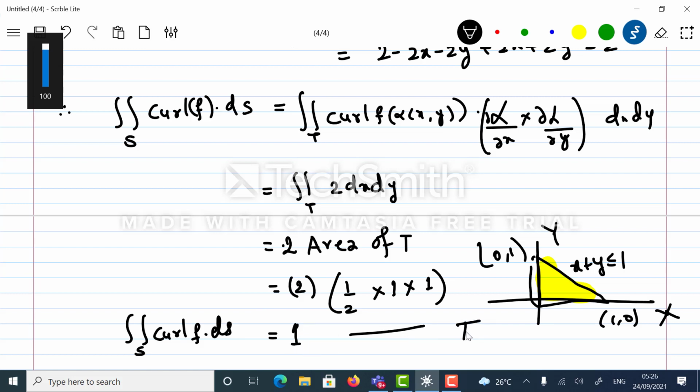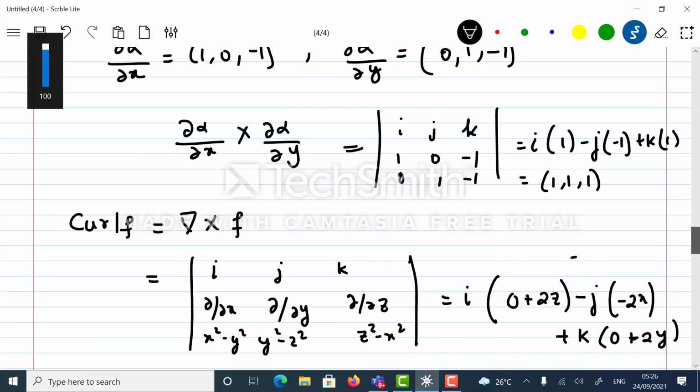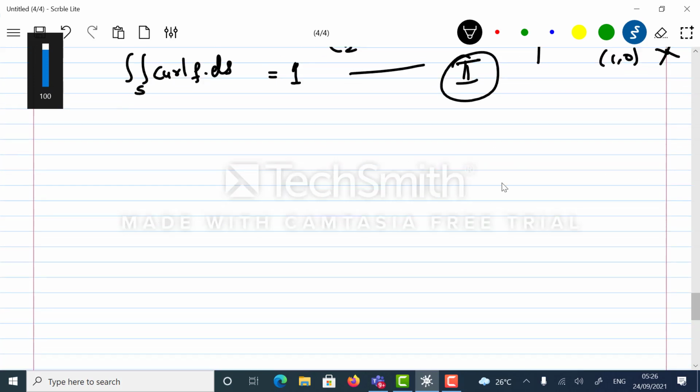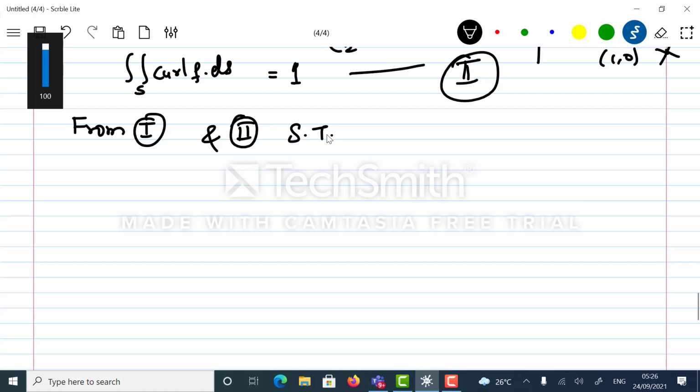So let's express this as equation number 2. And what is equation 1 then? Equation 1 is the line integral. So from 1 and 2, Stokes' theorem is verified.